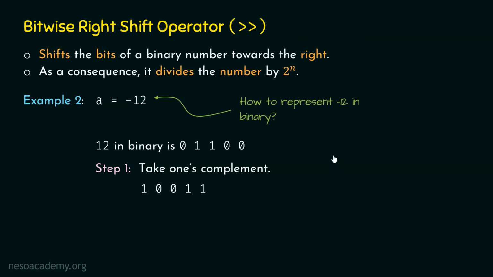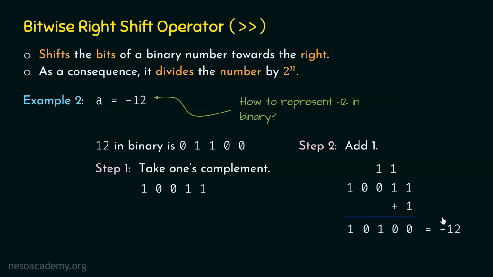Now step number 2 is to add 1 to this ones complement result. To this number 1 0 0 1 1, we now need to add 1. By adding these two ones, we will get 0 as the sum and 1 as the carry. Again here we will get 0 as the sum and 1 as the carry. Here we will get 1, 0 and then 1. So the result is 1 0 1 0 0. This is the binary representation of -12.